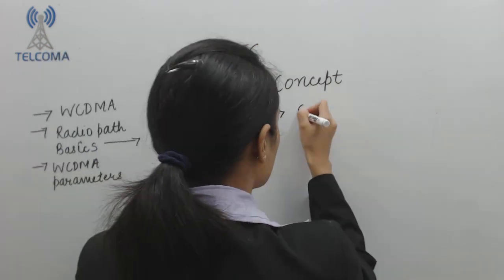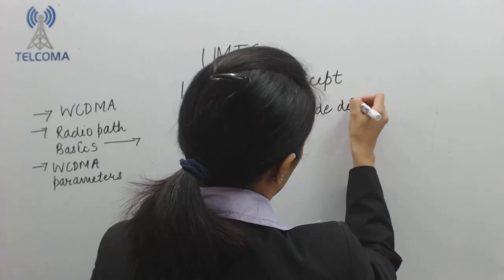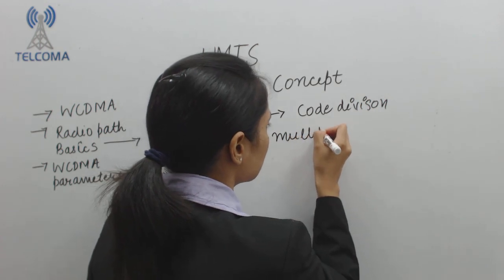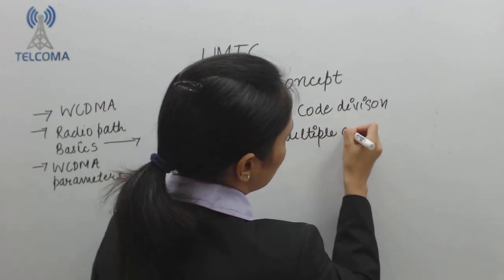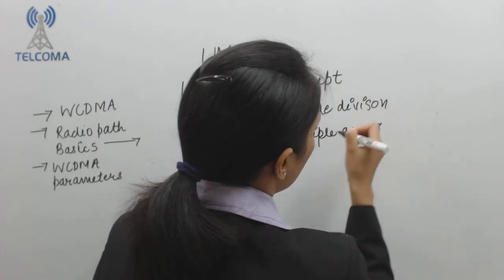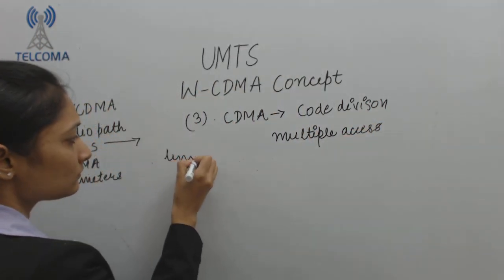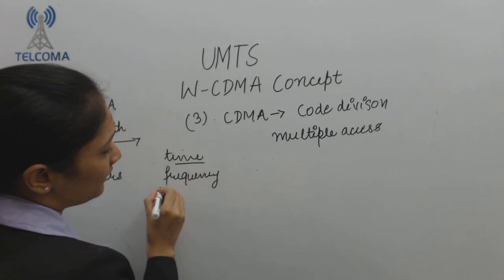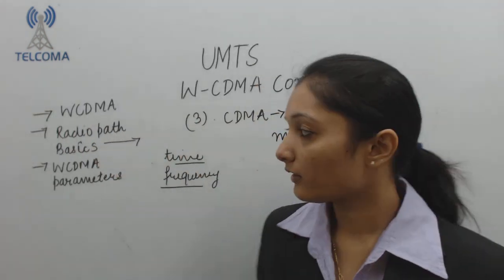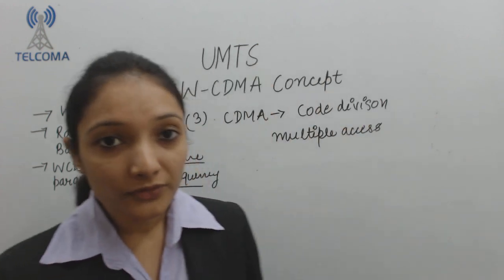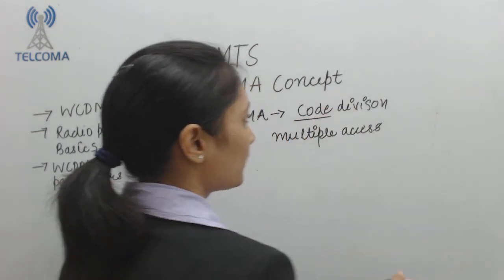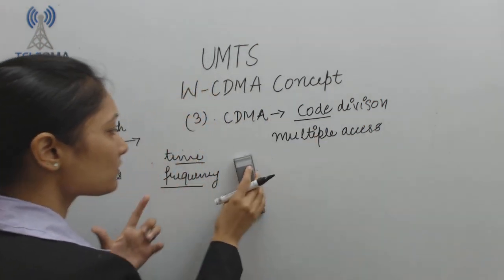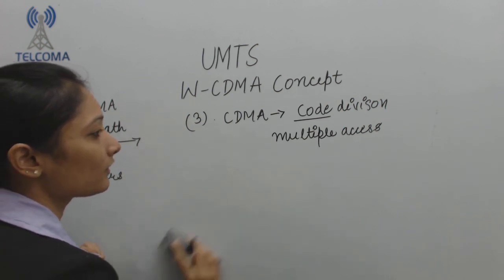CDMA implies code division multiple access. Now, there is no restraint of time and frequency. Instead, what we are using here is code. Now, before discussing how these codes are implemented here, we will discuss the methodology on which the CDMA technique is based.